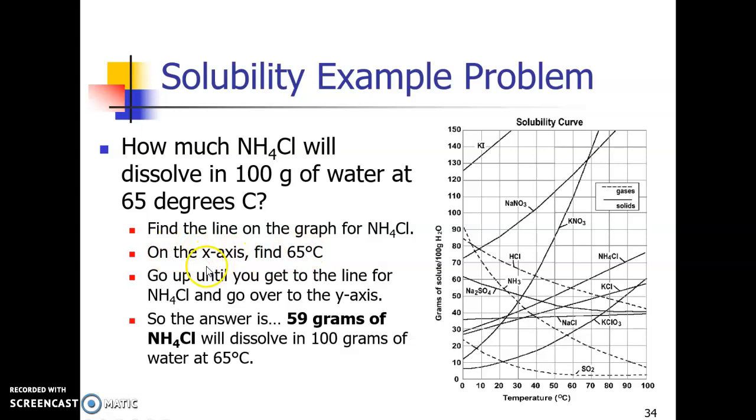Then on the x-axis, we're going to find 65 degrees Celsius. So 65 would be exactly halfway between 60 and 70. So we're going to follow that up here and go up until you get to the line for NH4Cl, and go over to the y-axis. So we located this here, and then we're going to track over to the y-axis, and when you do that you get about 59, or maybe 58 grams of NH4Cl. And that's how much will dissolve in 100 grams of water at 65 degrees Celsius.